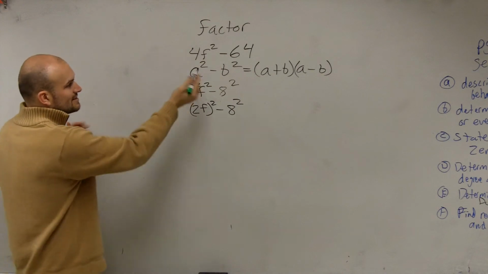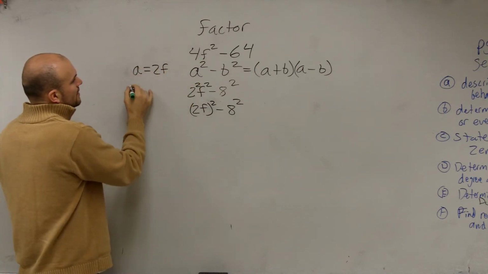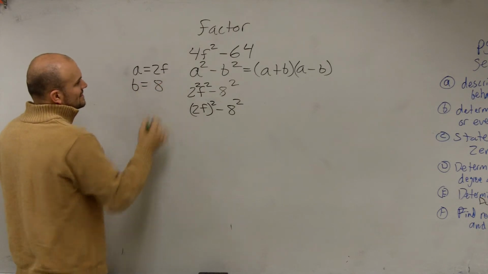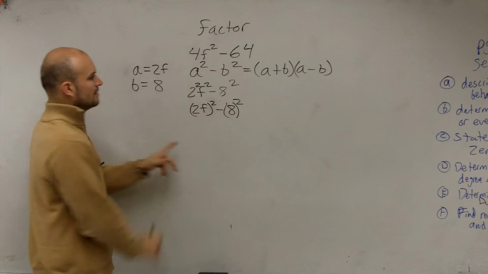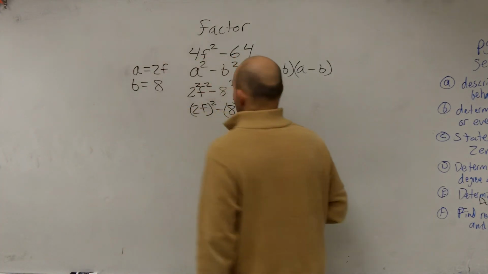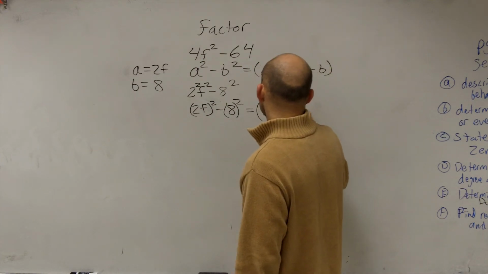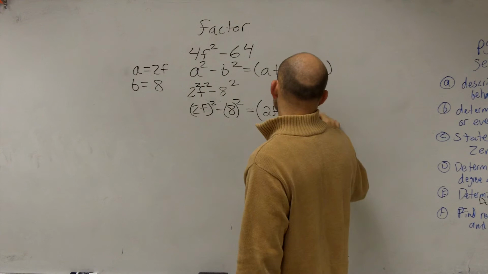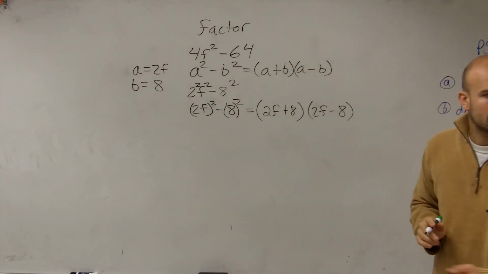So now, in this example, you can say that a equals 2f and b equals 8. So now I have one term squared, my a squared minus b squared. When writing this in the factored form, I get 2f plus 8 times 2f minus 8. Cool?